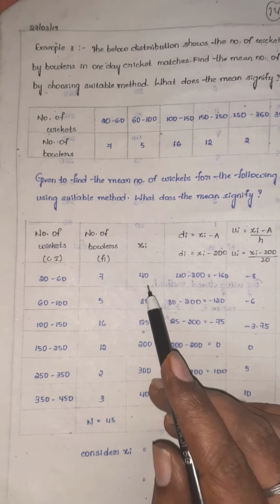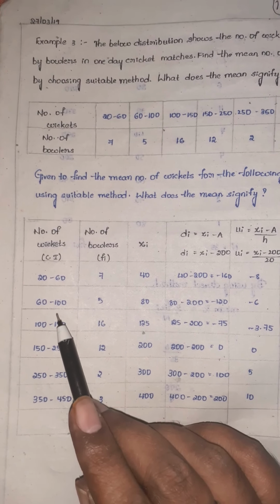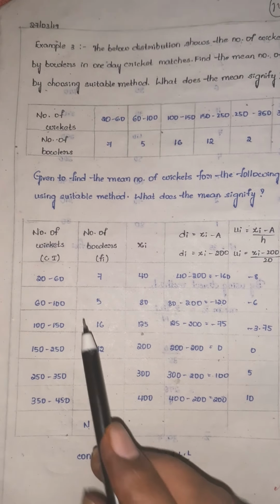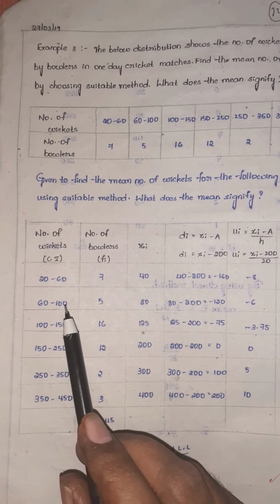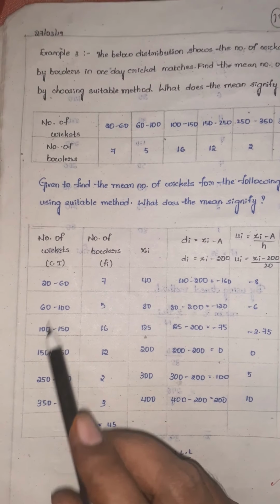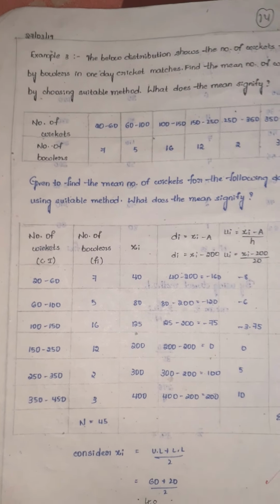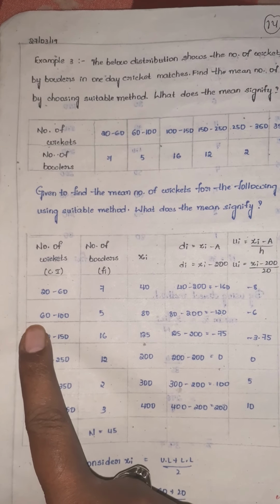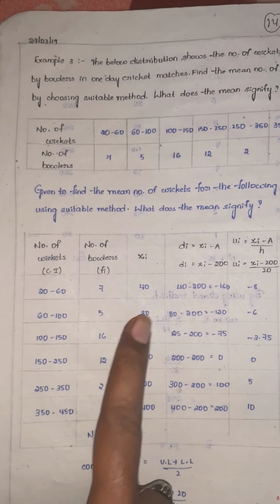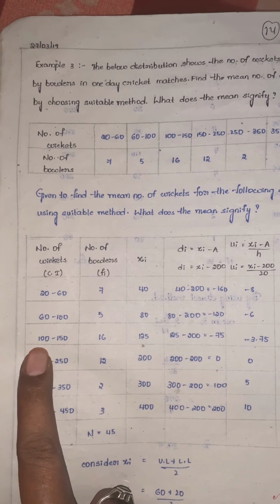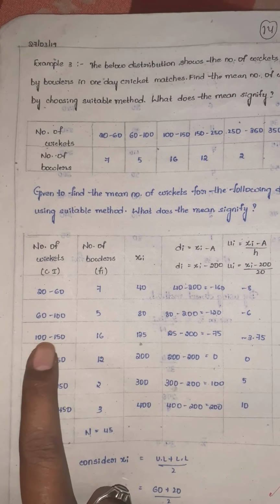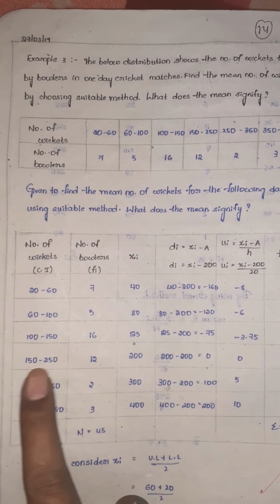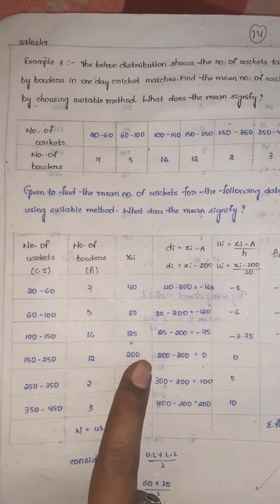So here 40. Otherwise use this formula only every time, but don't calculate size and add this, because your class size is different. So here, 100 plus 60 how much? 160. 160 by 2 is how much? 80. Next 150 plus 100, 250. Half of 250 is how much? 125. Next 250 plus 150 is 400. Half of 400 is 200.